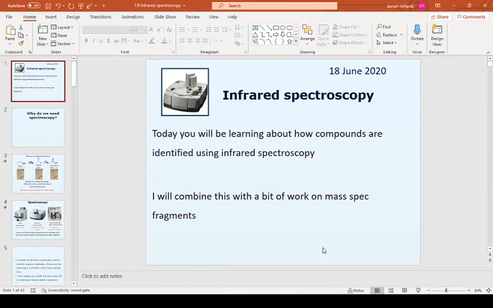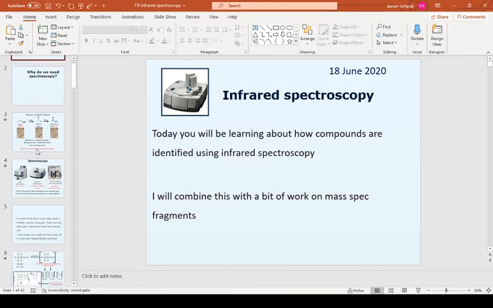Now, we know a bit about mass spec, but we don't really know much about the fragment patterns, so I'm going to talk about that in a second. And infrared, well, some of you said, what's it about? It's a very, very simple thing. We're just using the data booklet, really. So, looking at the PowerPoint, you're going to be learning about how compounds are identified using infrared, and then I've combined a bit of mass spec with it.